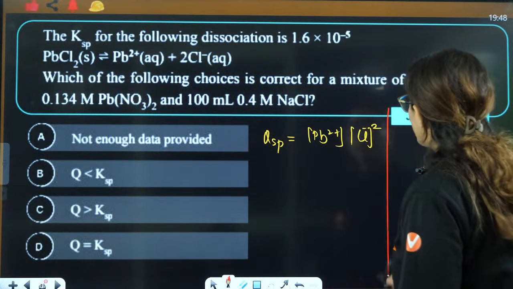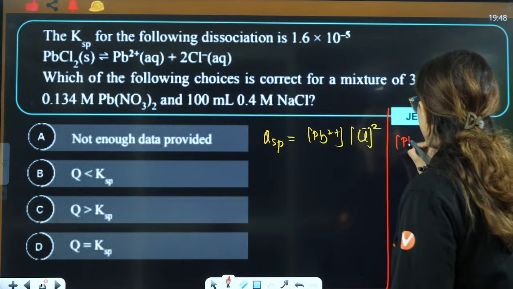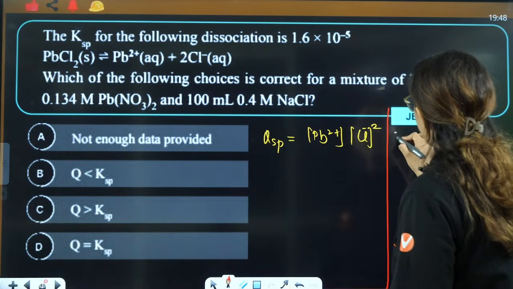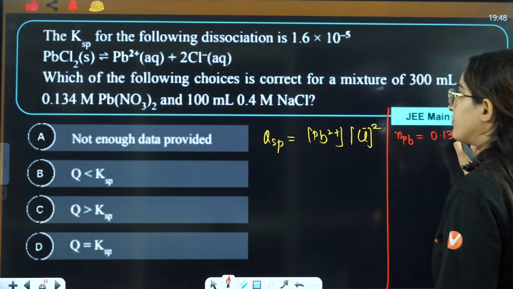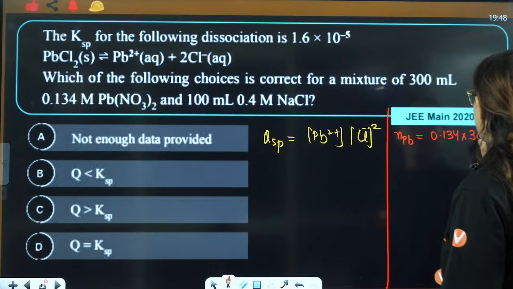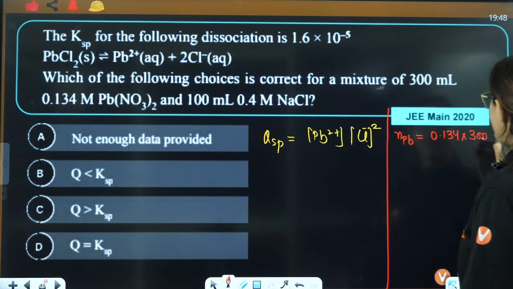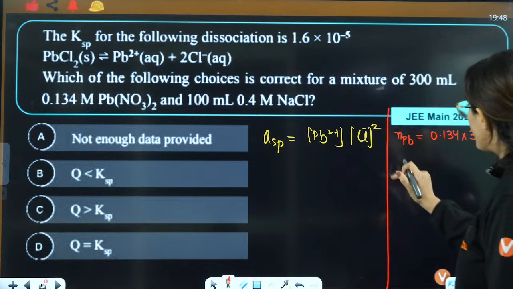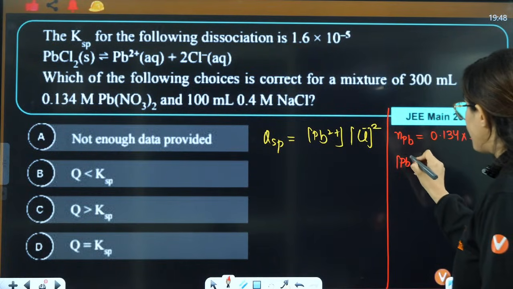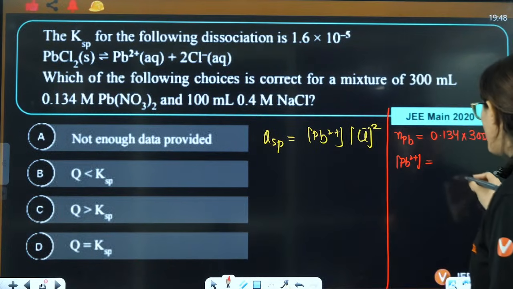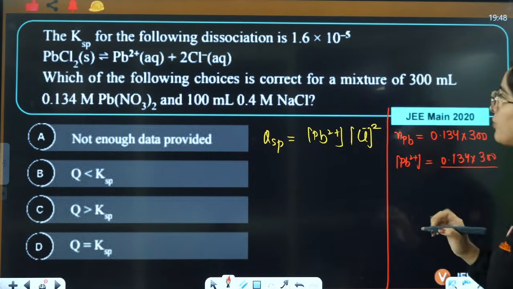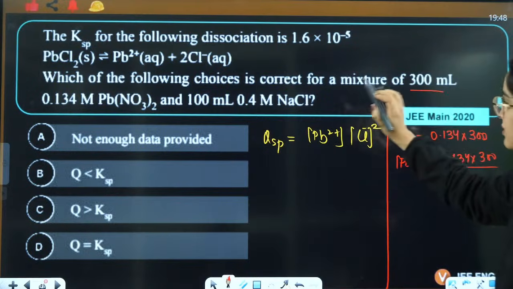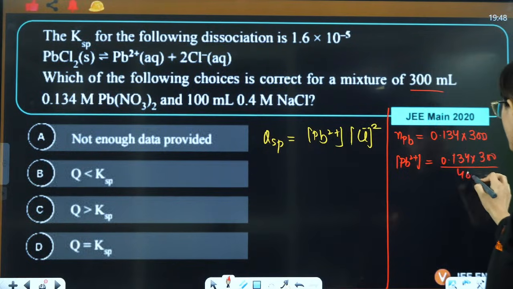Concentration of Pb2+, this is how you will get. Firstly, the number of moles of Pb is going to be molarity 0.314 multiplied by volume in milliliter. These are millimoles, okay? And if you want to calculate the concentration of Pb2+, this will be millimoles, that is 0.314 multiplied by 134, divided by volume. The overall volume is 100 plus 300 plus 100, that is 400.